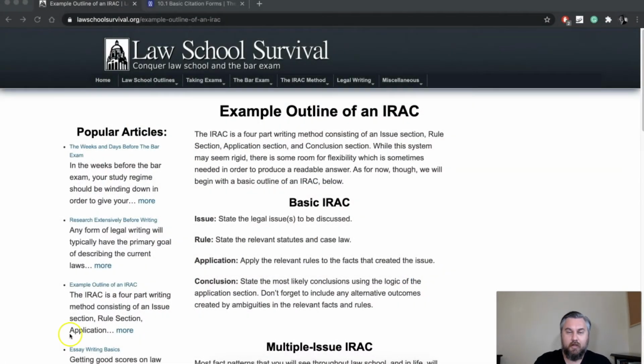The approach is called the IRAC method. This has nothing to do with the country, Iraq. This is really an acronym that stands for Issue, Rule, Application, and Conclusion. I have pulled up here the website for Law School Survival. It's a great website that will give you some tips on how you can get through the first year of law school and to be a success.